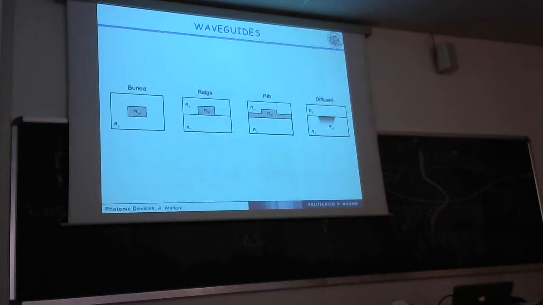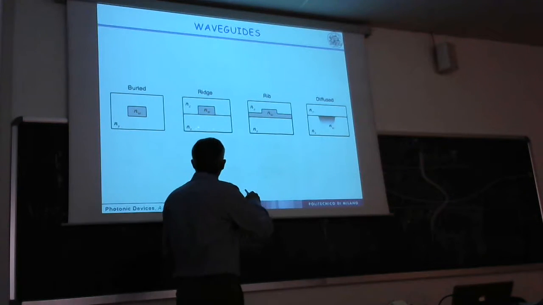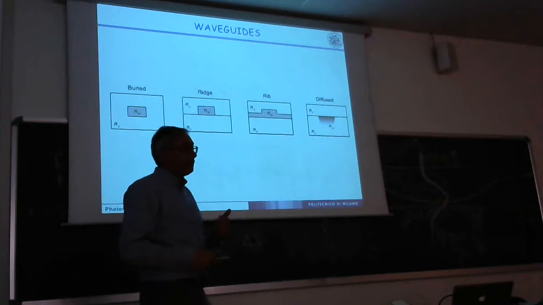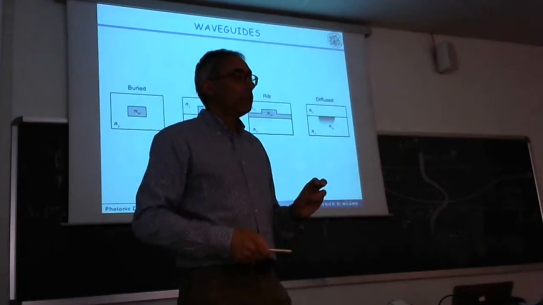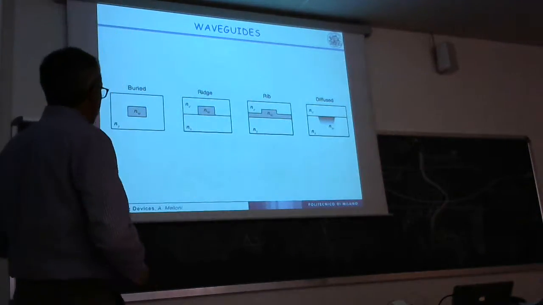And a ridge usually is basically the same, but typically people use a ridge if the cover refractive index is different from the substrate refractive index. So you have two different materials, a substrate and a cover, and this takes the name ridge. There is some arbitrariness or confusion in the use of this name, but these are the most common.